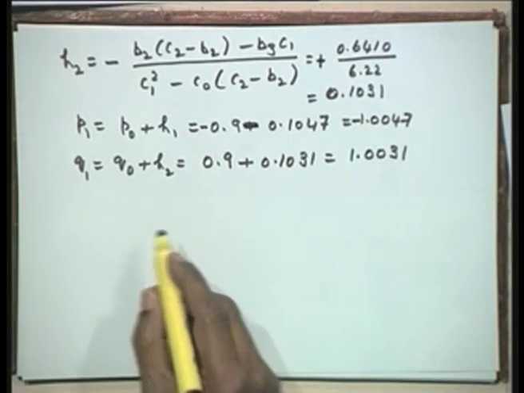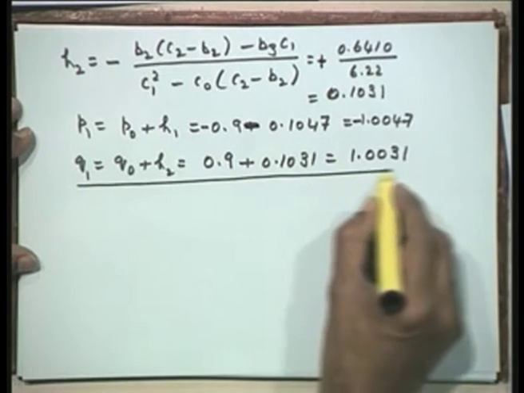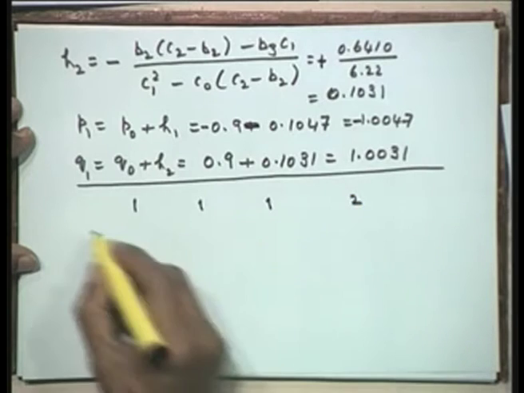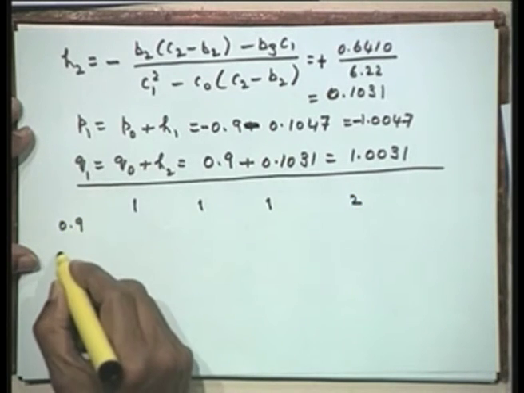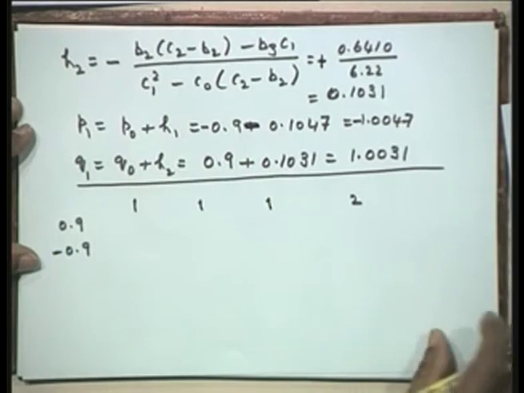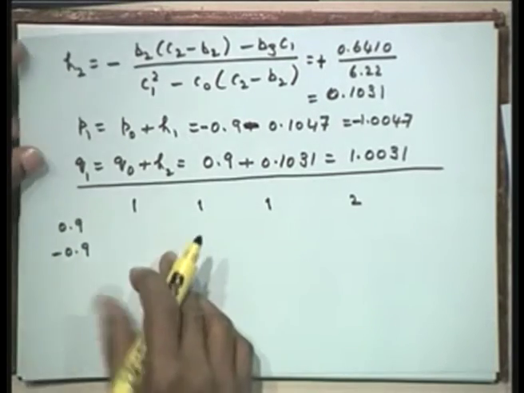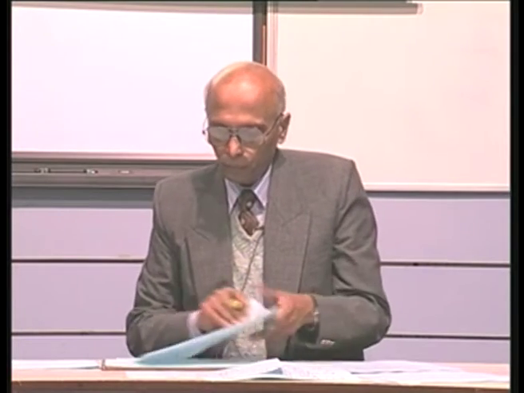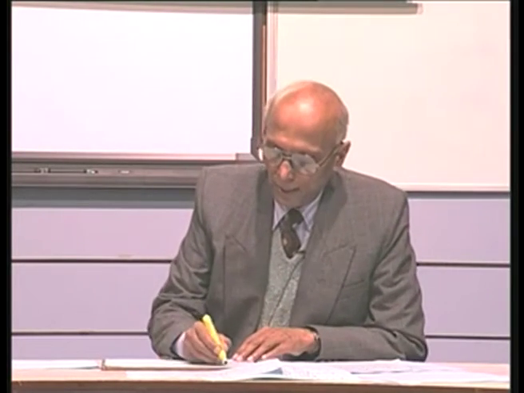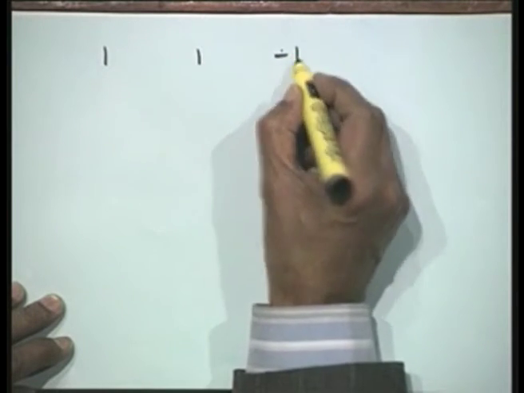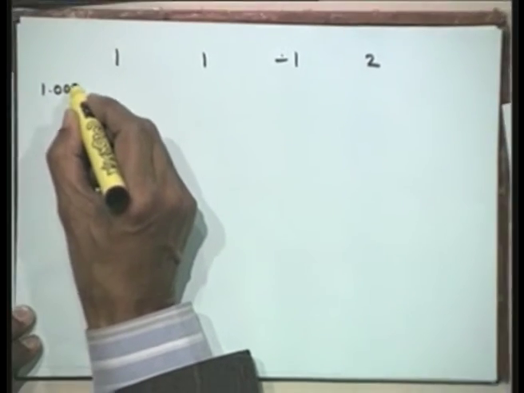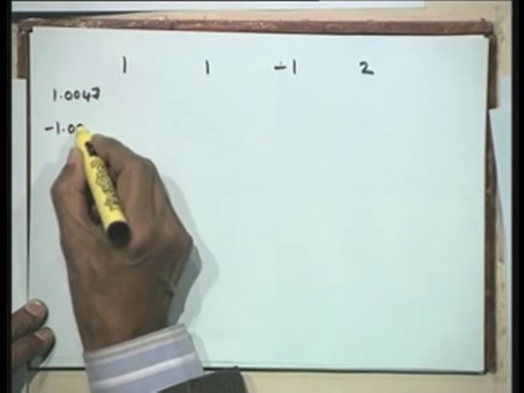So, let us again write these coefficients. So, let us put a line here, then let us write down 1, 1, 1, 2, this is 0.9 minus 0.9. So, I think the space will not be sufficient, let me use the next sheet, this is not correct. So, let us again write this as 1, 1, minus 1, 2 and we are taking it as minus P1, that is 1.0047, minus 1.0031.